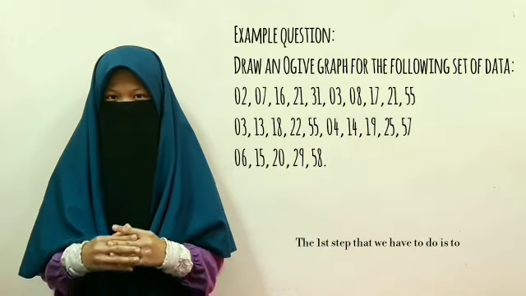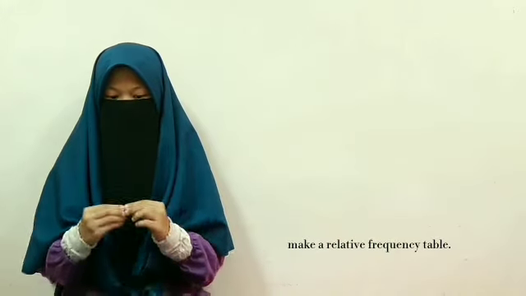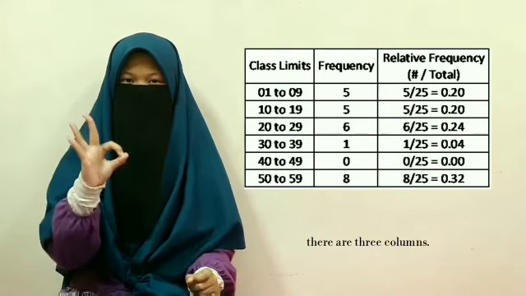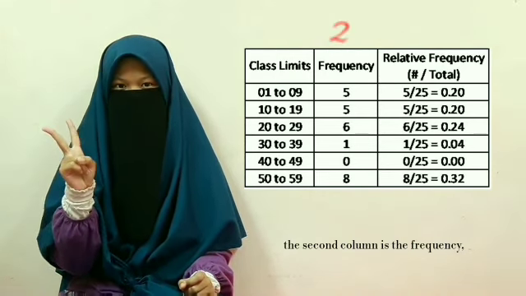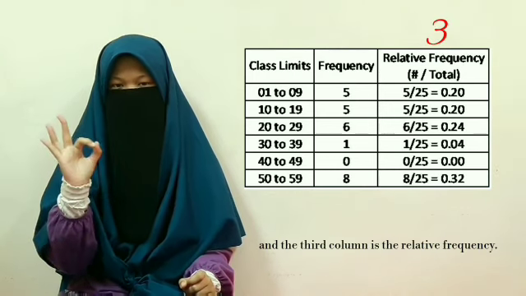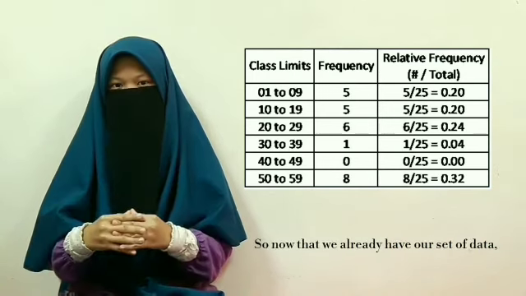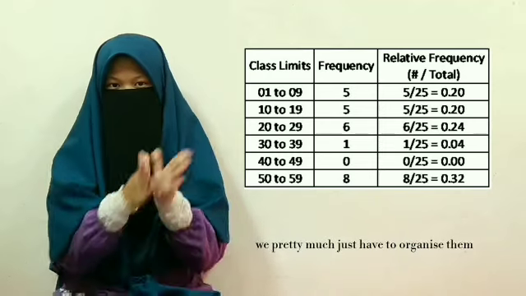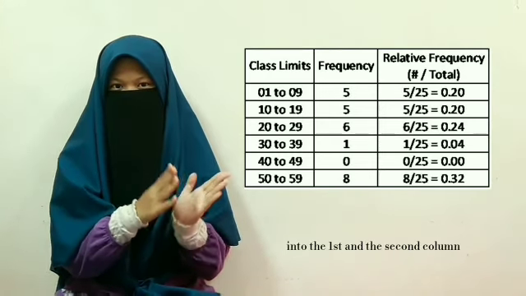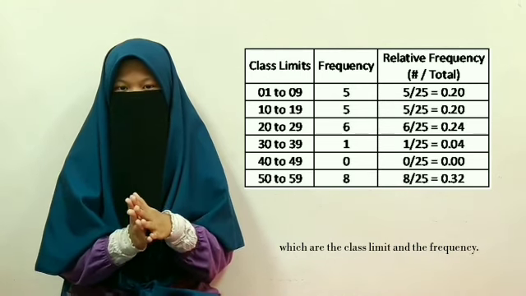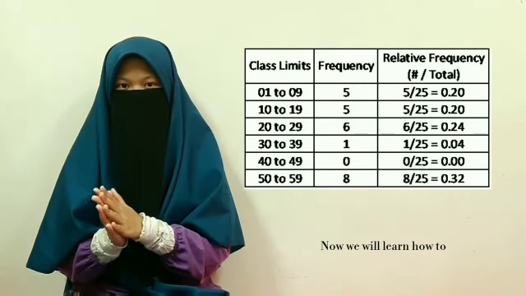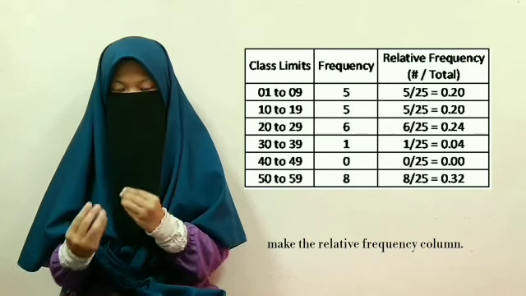The first step that we have to do is to make a relative frequency table. In a relative frequency table, there are three columns. The first one is the class limits, the second column is the frequency, and the third column is the relative frequency. Now that we already have our set of data, we just have to organize them into the first and the second column, which are the class limit and the frequency.